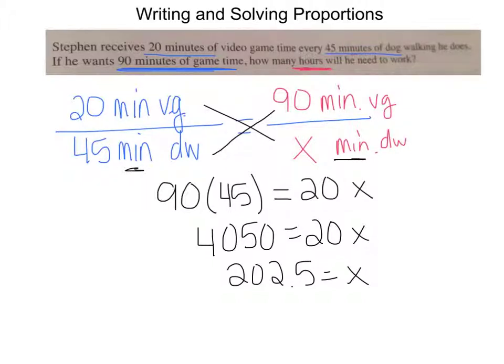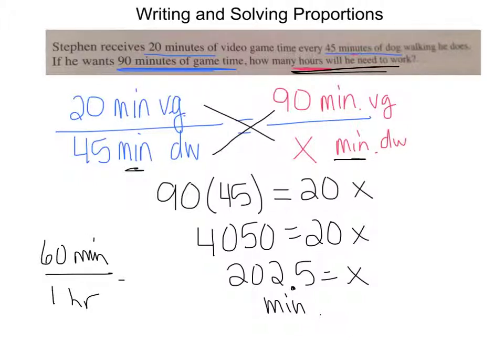Okay, now remember, our original proportion was set up in minutes. So this is 202.5 minutes. But the question asks us how many hours he'll need to work. So we've got 202.5 minutes, and we know that there's 60 minutes in 1 hour, and we want to know how many hours that would be.